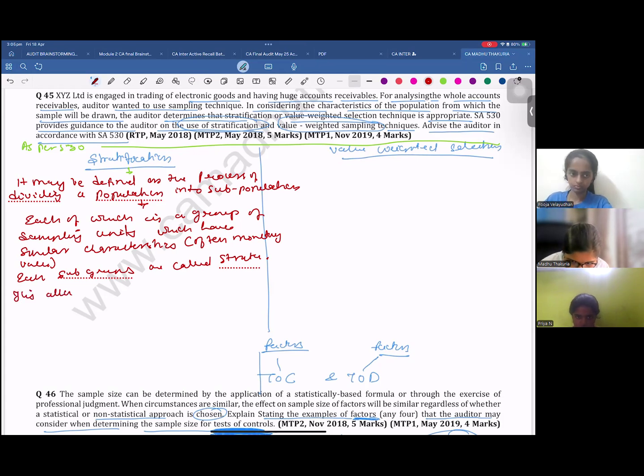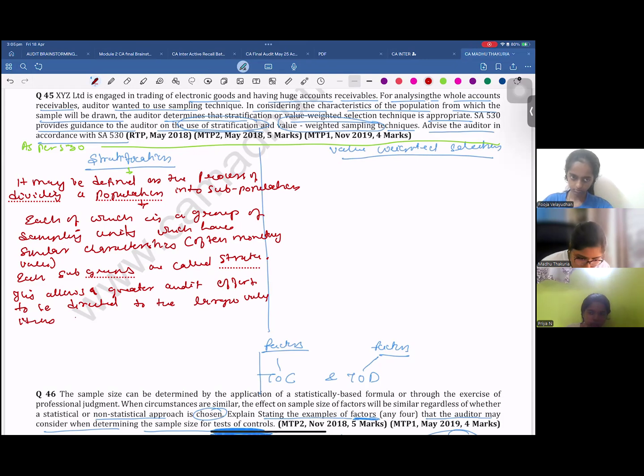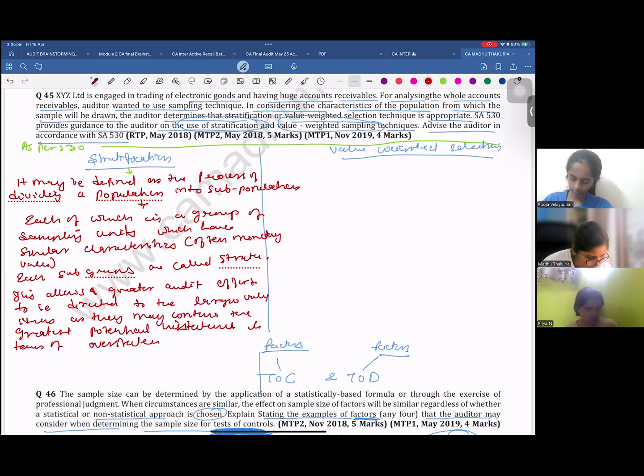This allows a greater audit effort to be directed to the large value items, as they may contain the greatest potential misstatement in terms of overstatement.